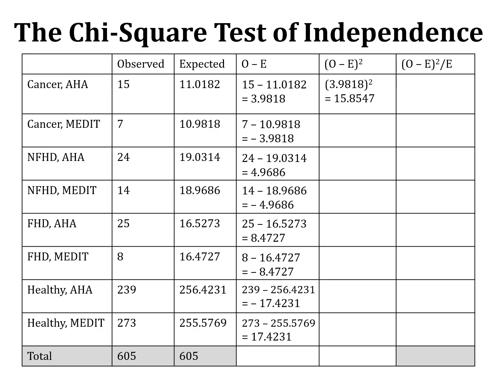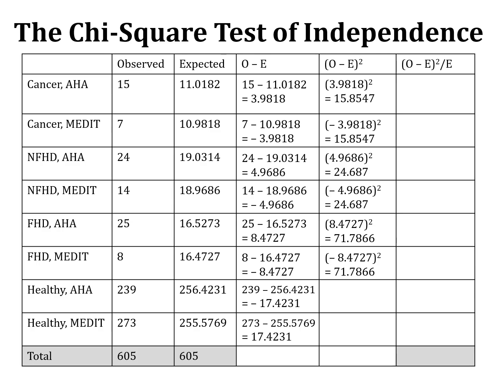Next column is about taking the square of difference between the observed and expected frequencies. We are following the same procedure. We are taking the square for each cell. 3.9818 square, which is 15.8547, and then the square of difference between the observed and expected frequency of each cell, right? So after we have taken the square of difference between the observed and expected frequency for each cell, we are going to divide that square of difference by the respective expected frequency.